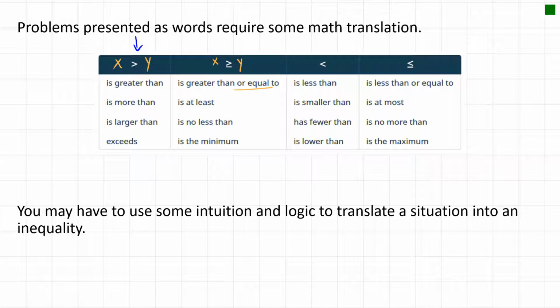And similar words apply for x is less than y: smaller than, has fewer than, is lower than. For less than or equal to, x is less than or equal to y, at most, or is no more than, or is the maximum are the types of words that mean less than or equal to. So you might have to use some intuition and logic to translate a situation into an inequality statement, but we're going to see some examples of how to do that so that you don't have to do this all on your own.